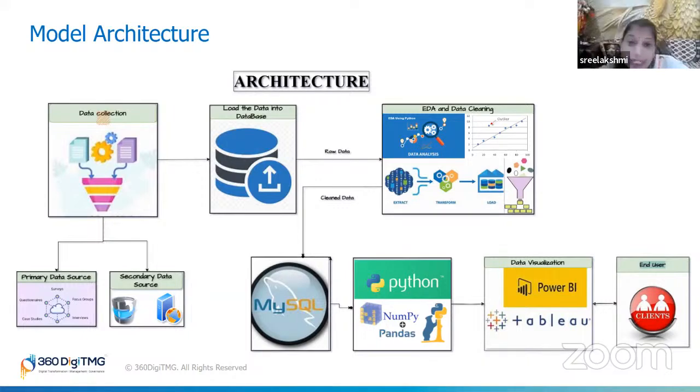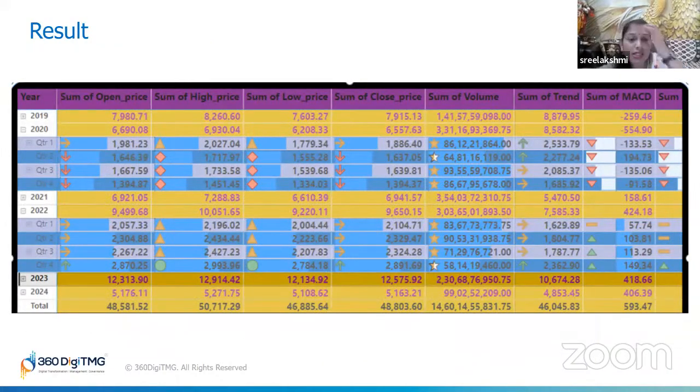Sure, Aditya, definitely. So when we're talking about this result, this is the result we have obtained. I have collected the data from 2019 to 2024. This is the data set we have obtained from a business that is a trading website.